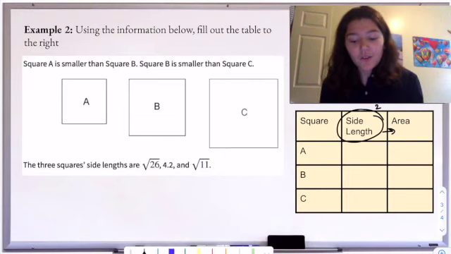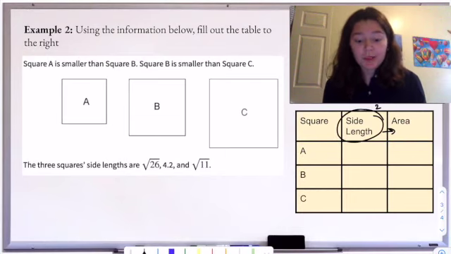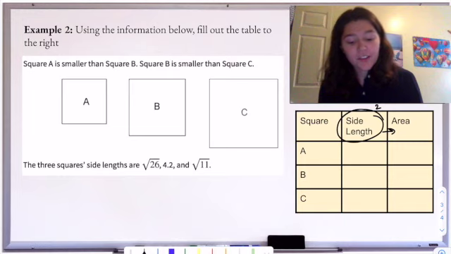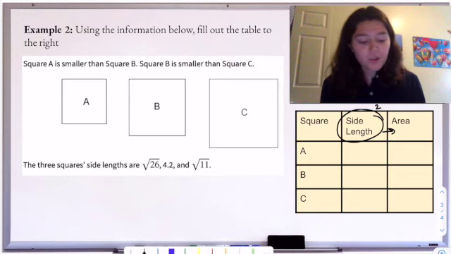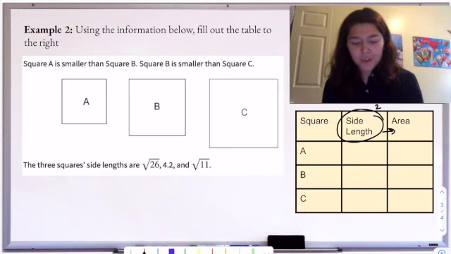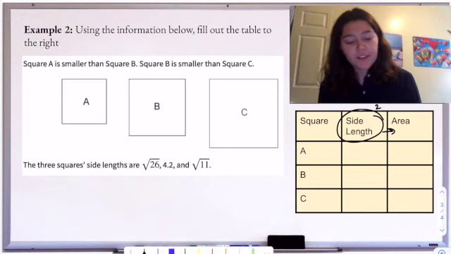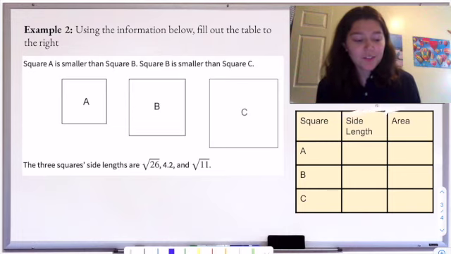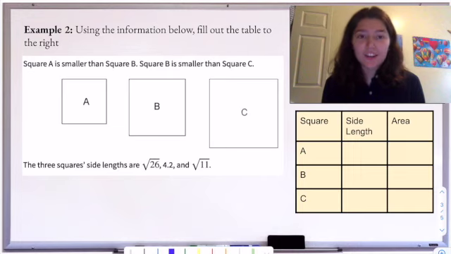So square A is smaller than square B. Square B is smaller than square C. The three square side lengths are the square root of 26, 4.2, and the square root of 11. So using this information, we're trying to fill out this table to the right. Guys, there's a lot going on here. For each of these squares, given the information we're given, we need to find the side length and the area for that square. So let's first begin with the side lengths.